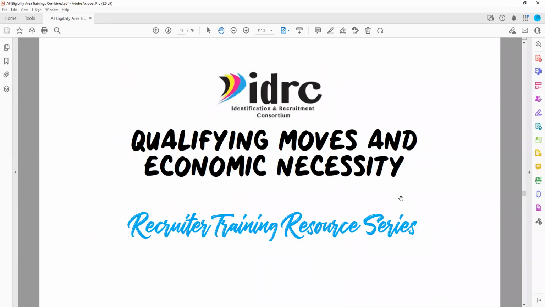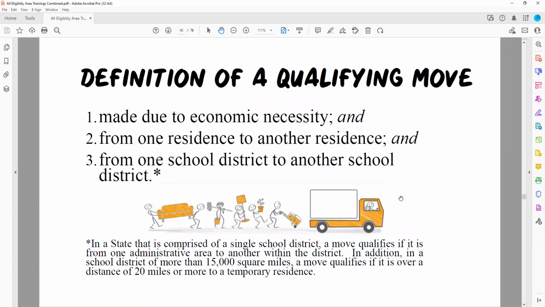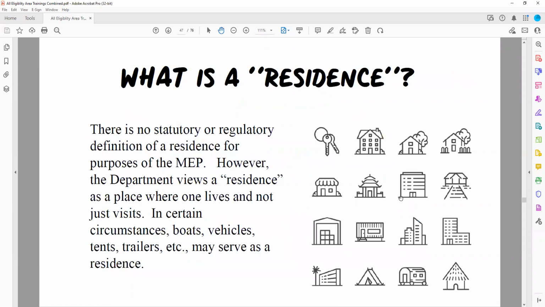So now we're going to look at the moves and this idea of economic necessity and what that means. A qualifying move is made due to economic necessity from one residence to another and from one school district to another. We do have a little asterisk that says, if it's in a state that has really huge districts, like one school district like Alaska, if they move over 20 miles, then that could qualify. But that's very rare for most states. That's more of an Alaska thing.